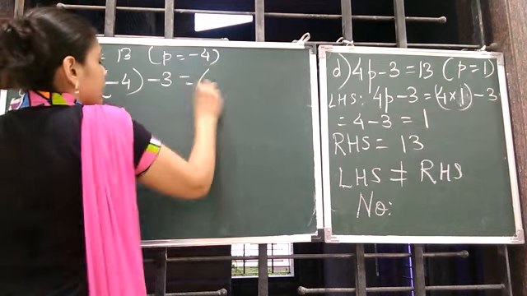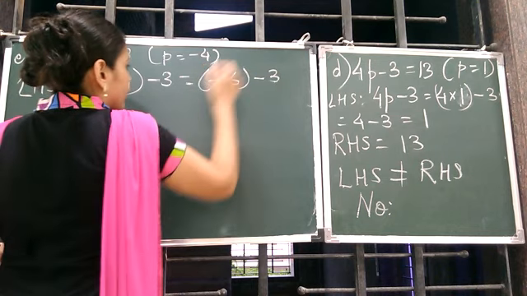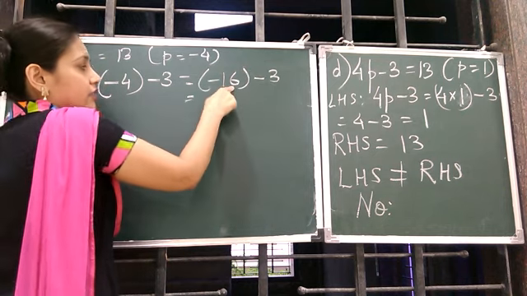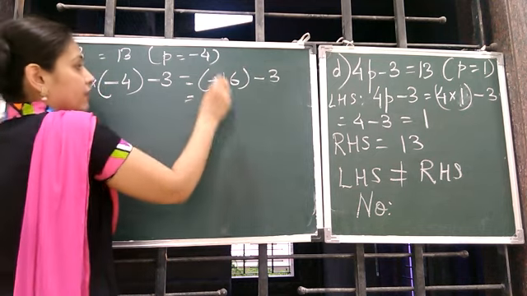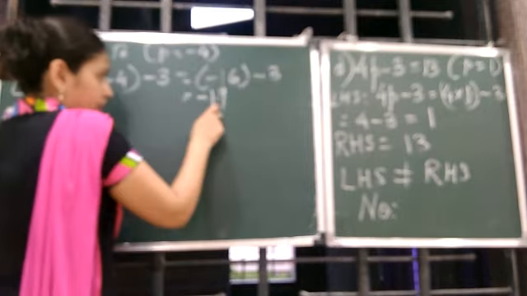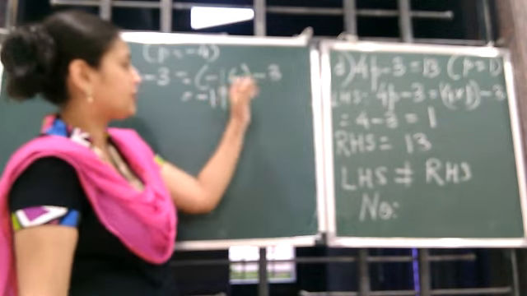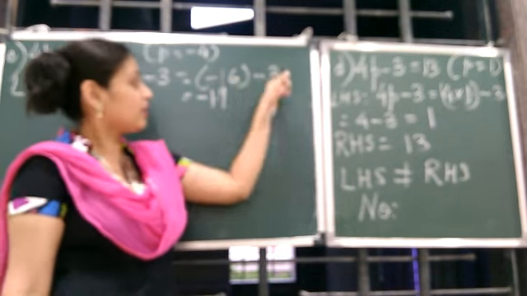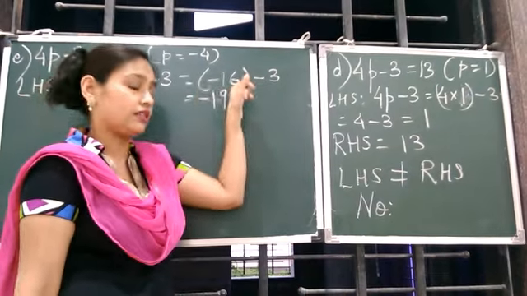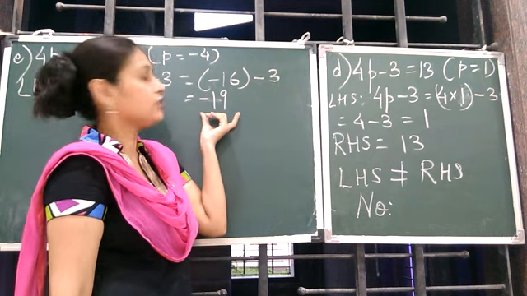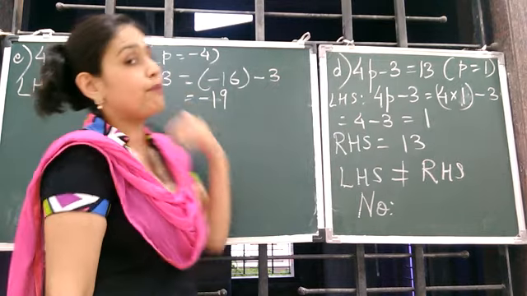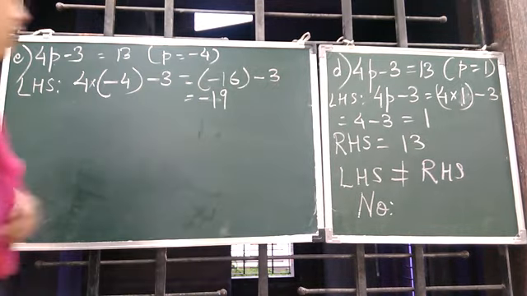4 fours are 16, minus 16, minus 3. Minus minus becomes plus, so 16 plus 3 is 19, and 16 is greater than 3. It has a negative sign. Minus minus becomes plus, so we are going to add 16 plus 3, which is 19, and 16 has a negative sign and it is greater. So you can say that answer will also be negative, or you can also say that both are negative. So obviously the answer will be negative, but the operation will be positive.